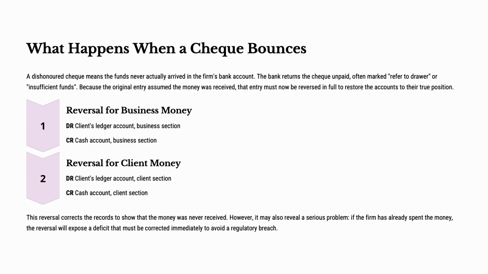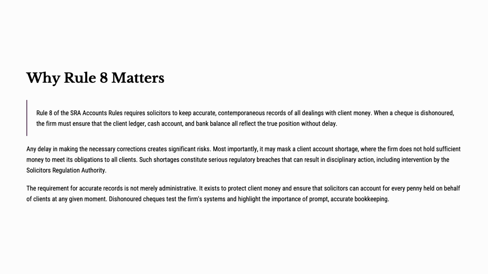So why does Rule 8 matter? This rule requires that all records relating to client money must be accurate and up to date. When a check bounces, the firm must update every affected record without delay, promptly. Leaving incorrect entries creates the risk of an artificial balance on the client's ledger, which then hides shortages and breaches. This slide exists to remind you that dishonored checks are not just numbers. They are an immediate compliance issue. As they say in property, it is location, location, location. In legal practice, it is compliance, compliance, compliance.